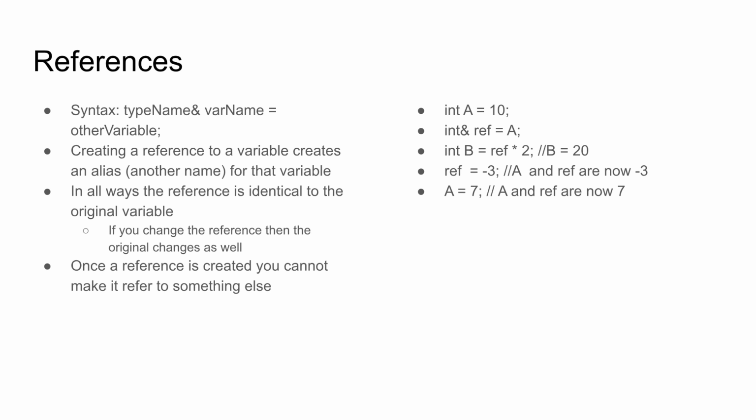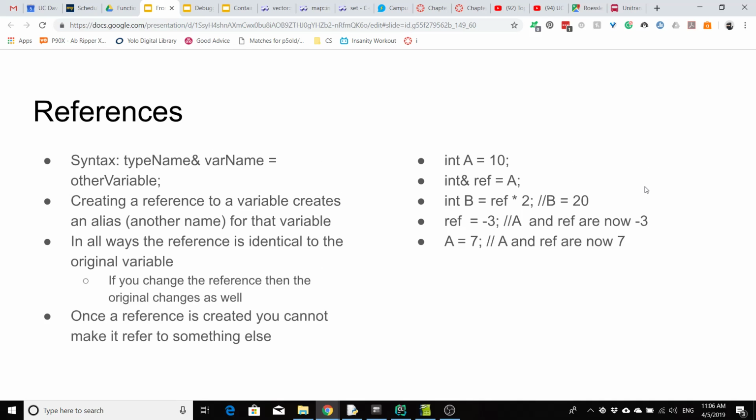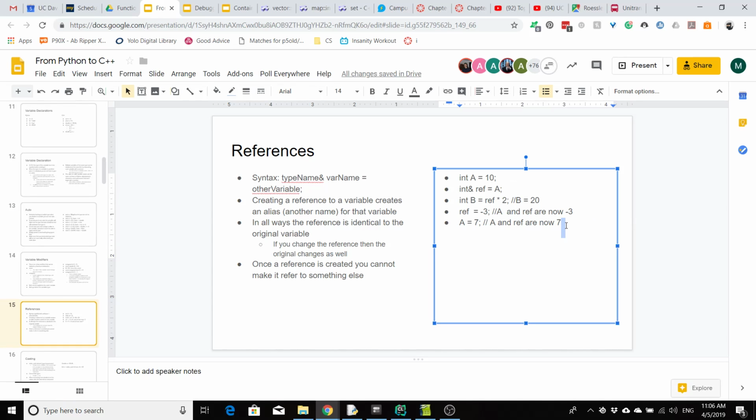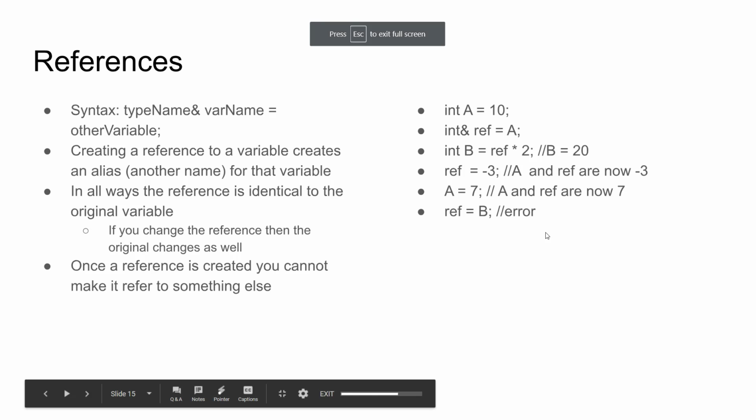Yeah, because if we tried to do something like ref equals b, this is going to be an error because it cannot be made to refer to something else. But if you had a pointer, you could make the pointer point to something else. Any other questions?